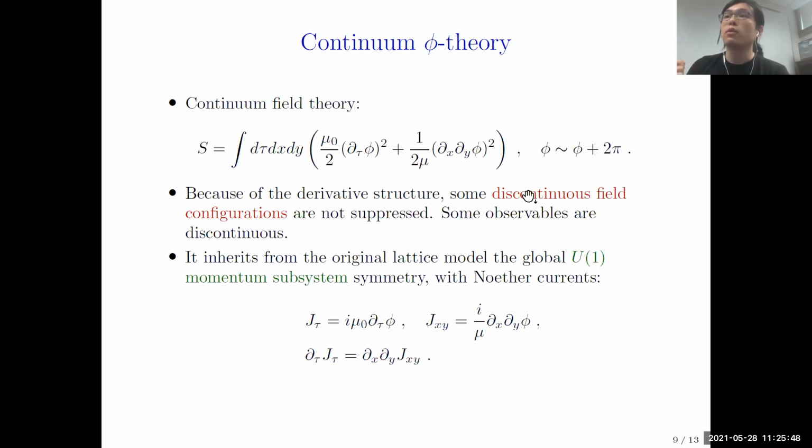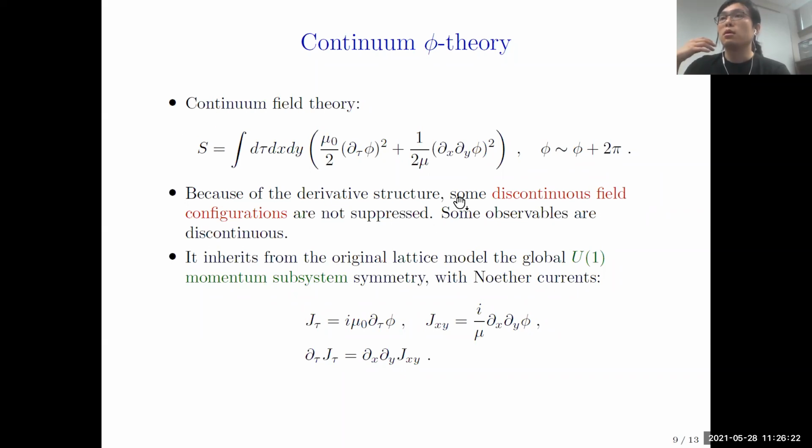It's also a continuum field theory of a compact boson, and it's also a free field theory. Here we see that the kinetic term for the temporal component is standard, it's just d tau phi squared. But the spatial derivative terms are non-standard. It is dx dy of phi. And as Nadi already stressed, precisely because of this double derivative structure, some discontinuous field configurations are not suppressed. As a consequence, some observables will be discontinuous in this theory.